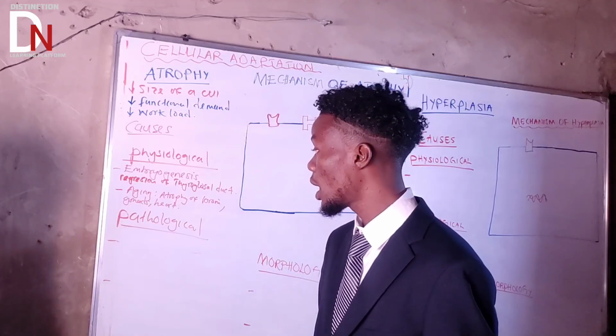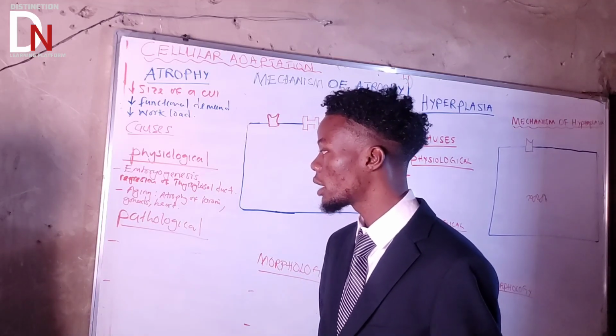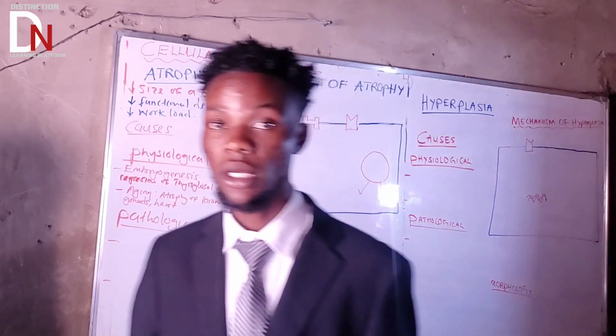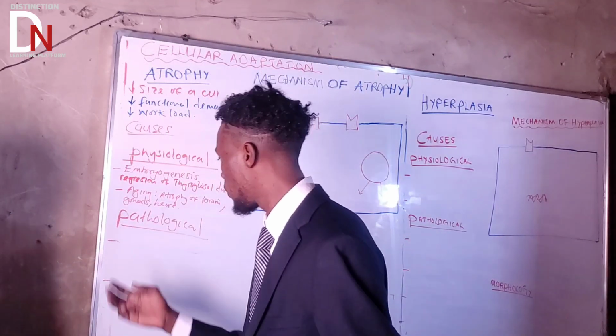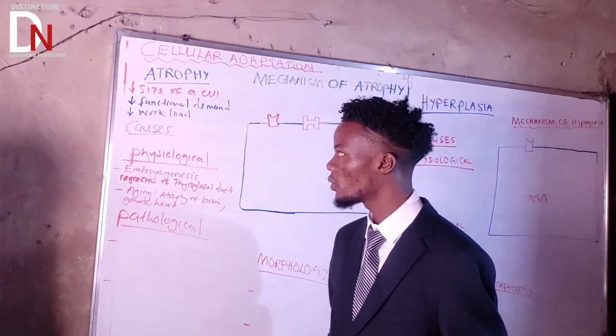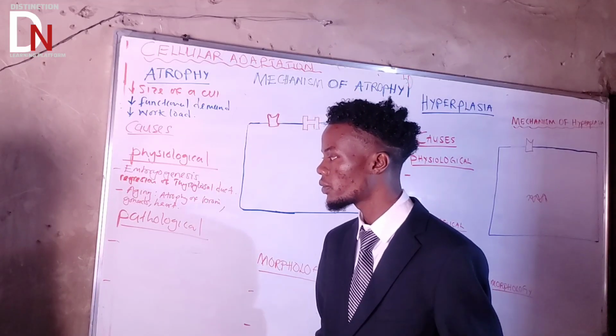Then there will be what? Atrophy of the brain, atrophy of the gonad, and also atrophy of the heart. So those are the physiological causes of what? Atrophy. Now, what else? Let's go to the pathological causes of atrophy. What are the pathological causes of atrophy?